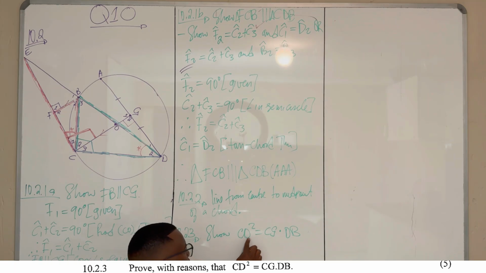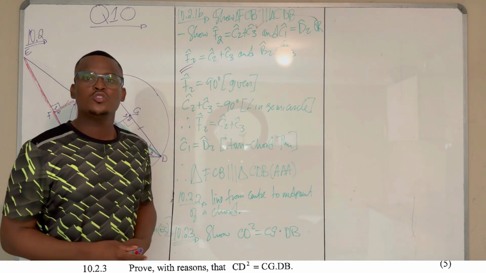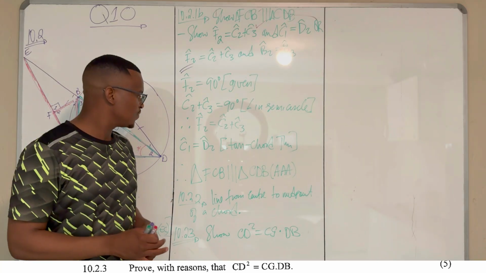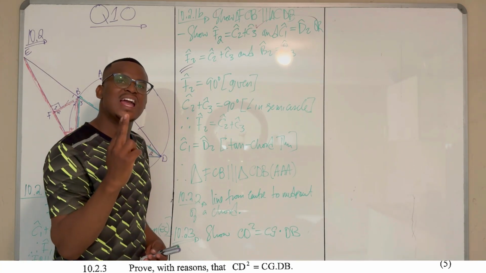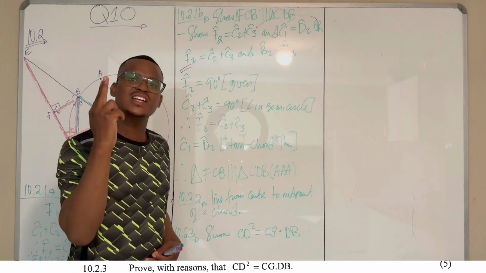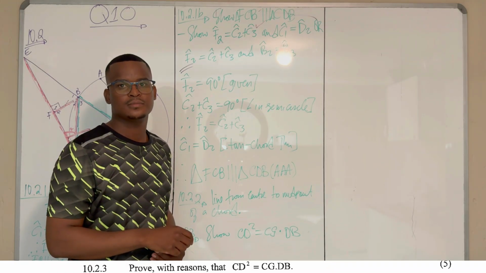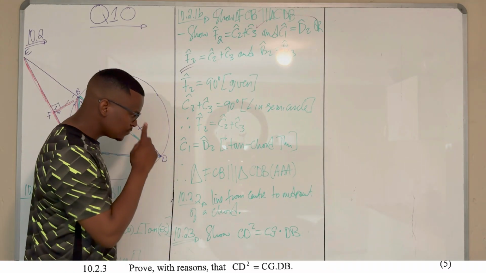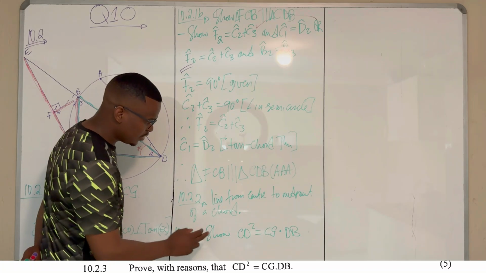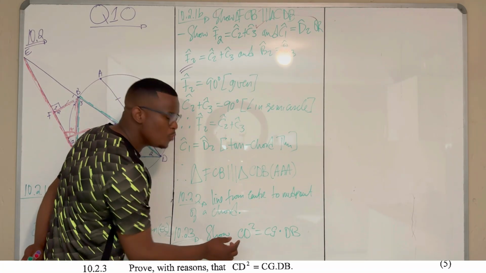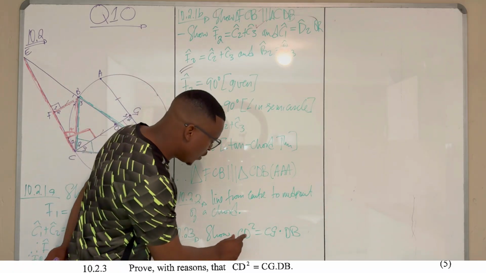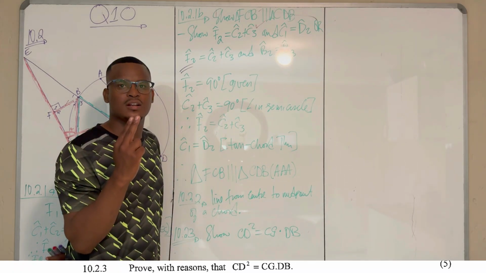In order to get some sort of CD squared like this, the way in which you set up your similar triangles, your CD should appear in both of those triangles. It should be a common side to those triangles of yours. Let me repeat this. If you want to have this CD squared, you must have two triangles in which CD will appear twice.